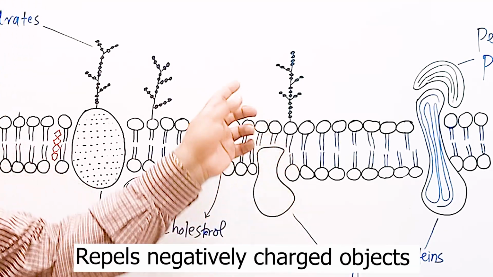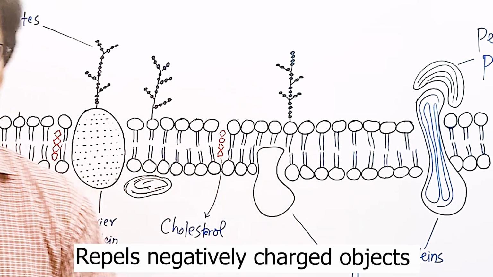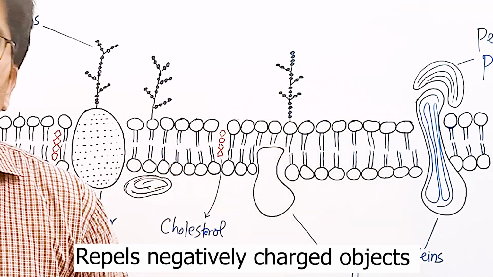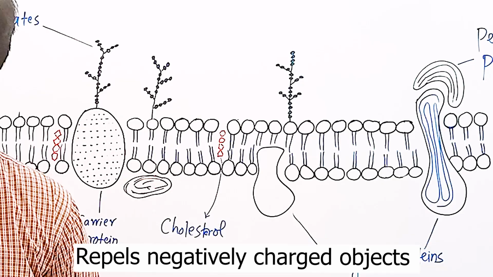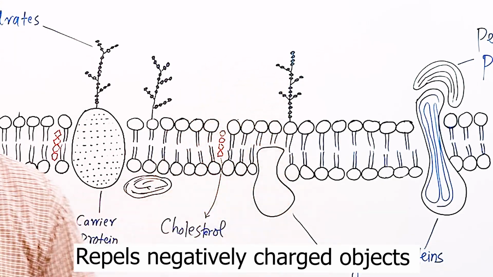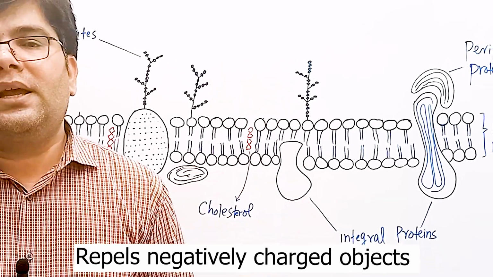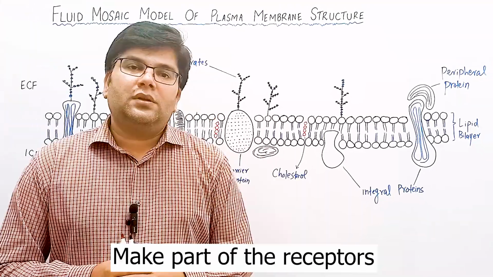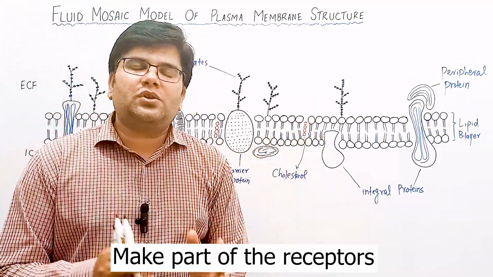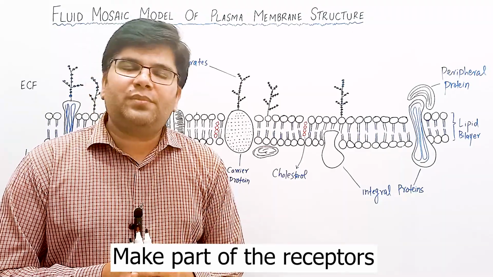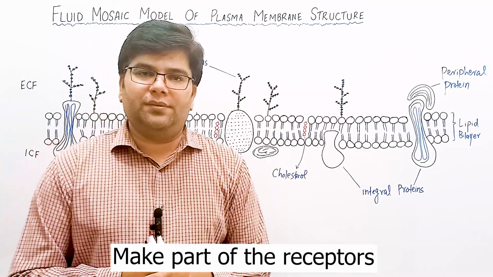Most of the carbohydrate chains are negatively charged. Hence, these negatively charged carbohydrate chains make the outer surface of the cell membrane negatively charged, and this negative charge on the glycocalyx will repel other negatively charged objects like bacteria. These carbohydrate chains, along with protein molecules, also make some receptor sites, for example, the receptor for insulin.